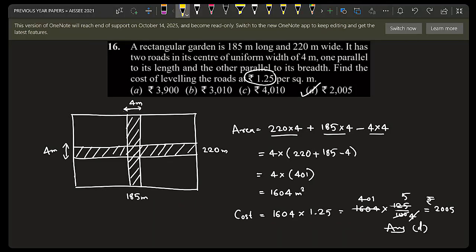Vihan? Sir, I do not understand from the cost. See, the area we have found is 1604 square meters, right? Yes, sir. Leveling 1 square meter costs how much? 1 rupee 25 paise. So 1604 square meters, just multiply 1604 into 1.25. That's it, 2005 rupees. Sir, can you explain again? See, 1 square meter cost is 1 rupee 25 paise, so 1604 square meters means 1604 into 1.25. Okay, sir.